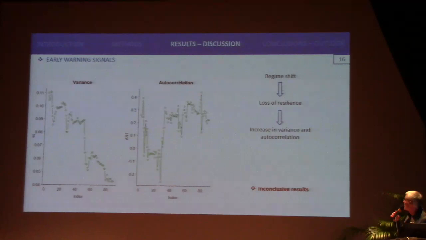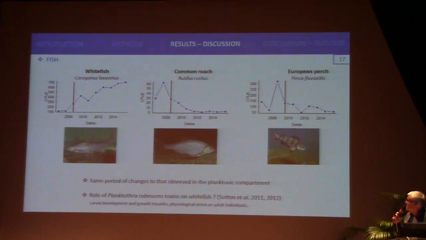Going to other compartments, what was true for phytoplankton and some zooplankton species was also true for some of the fishes in Lake Bourget. This is typically what you can see here with three representatives of the fish community, especially the whitefish. When we look at the catches, whether amateur, professional, or scientific, we could observe a dramatic shift around 2009 for the whitefish as well, with the biomass of the catch really increasing. And this was clearly concomitant with the decrease, once more, of the main species responsible for the phytoplankton shift, Planktothrix rubescens.